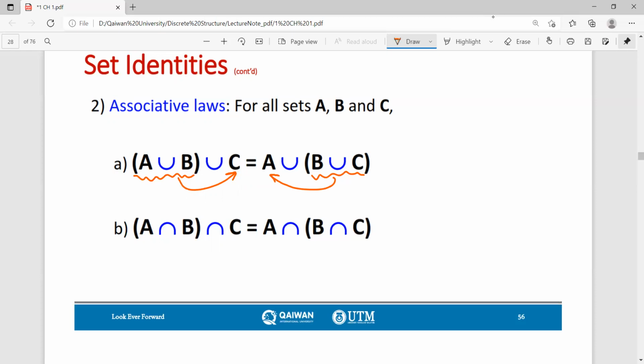And for intersection, if we have the intersection of three sets, we can find the intersection of the first two sets first, and then find it with the third one. And we can also find the intersection of the last two sets first, and then find it with the first one. Okay?